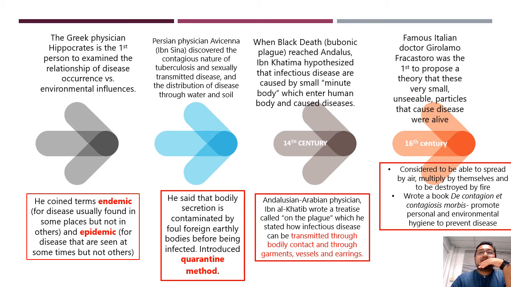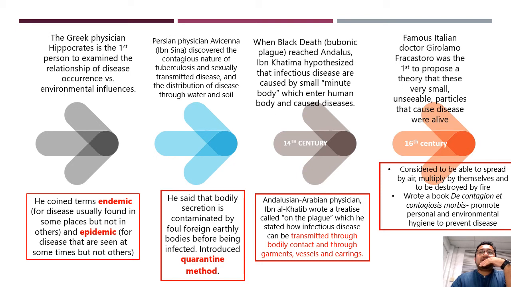Okay, and Andalusian Arabic physician Ibn al-Khatib wrote a treatise called On the Plague, in which he stated how infectious disease can be transmitted through bodily contact and through garments, vessels and earrings. So sesuatu contohnya microorganism boleh masuk ke dalam badan manusia through this body opening lah.